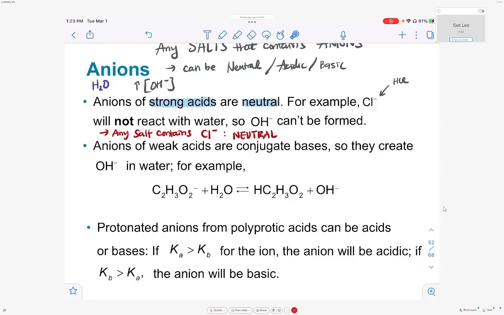If it increases the concentration of hydroxide, then yes, it's considered a base. But like I said, chloride ion has extremely low basicity, so it is very reluctant to act as a base to steal proton from water. This chloride ion will not react with water. It will not steal proton from water. It will not increase the concentration of hydroxide.